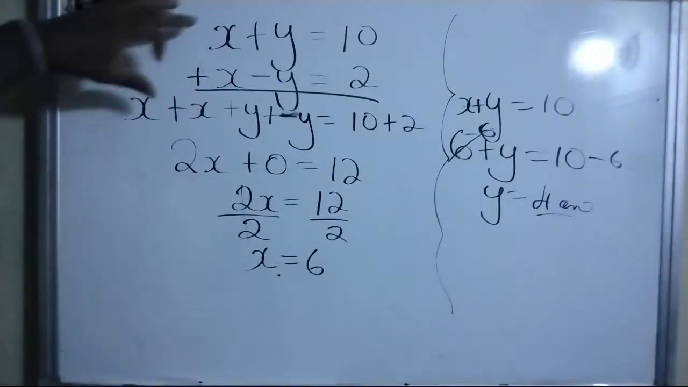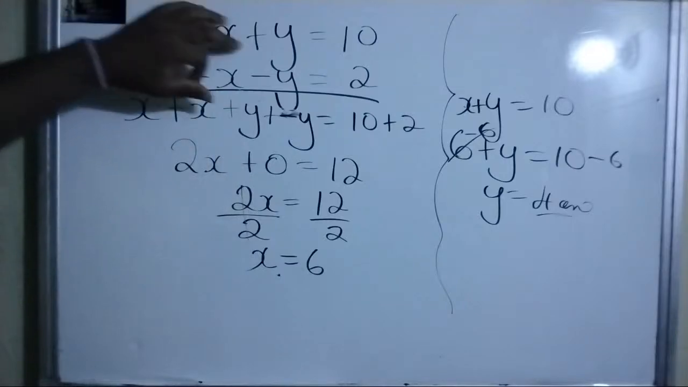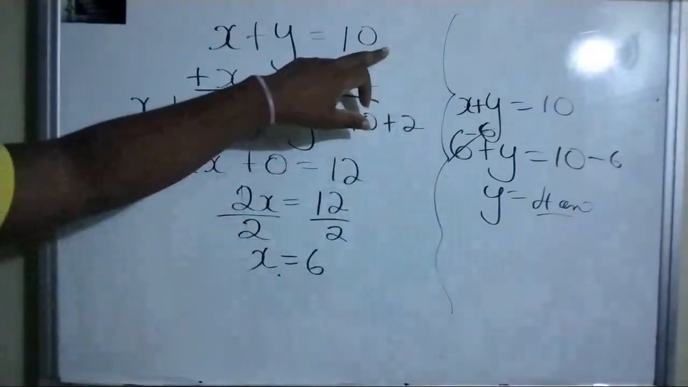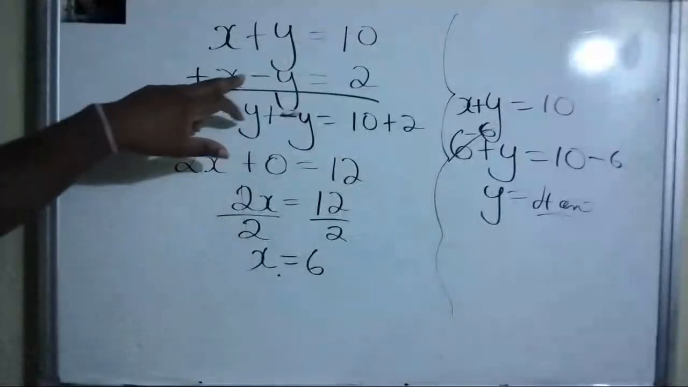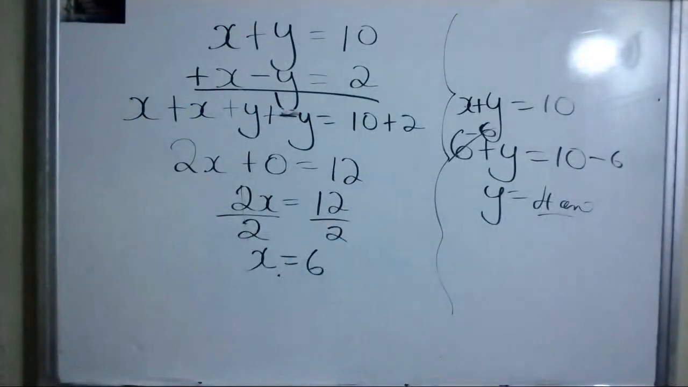And we can check our equation by substituting these values. So let's check: 6 plus 4 is equal to 10. 6 minus 4 is equal to 2. Alright? So just remember the rule.